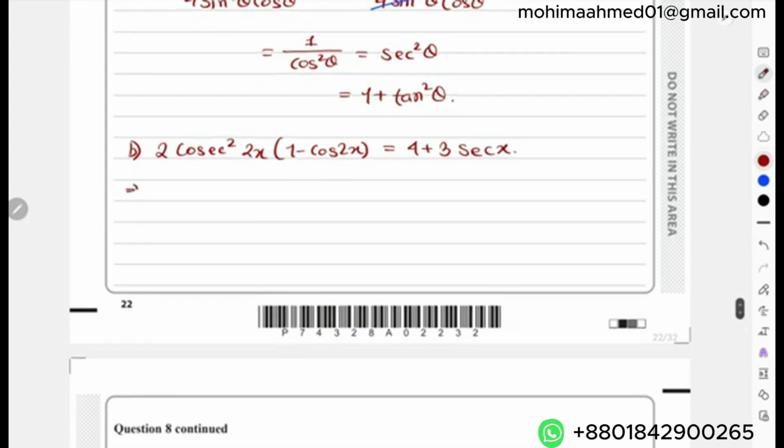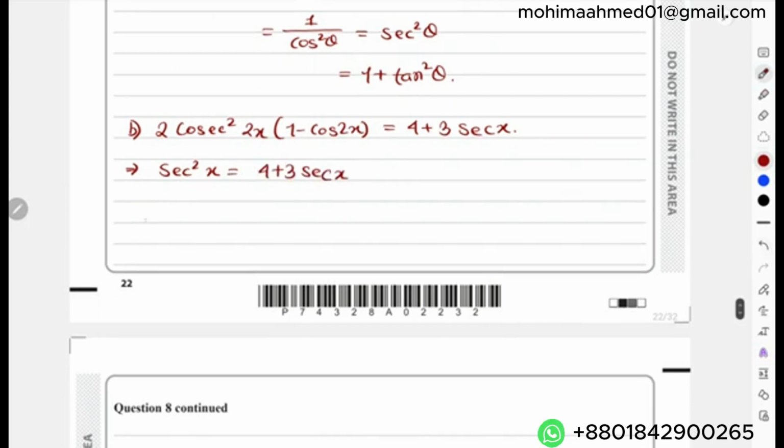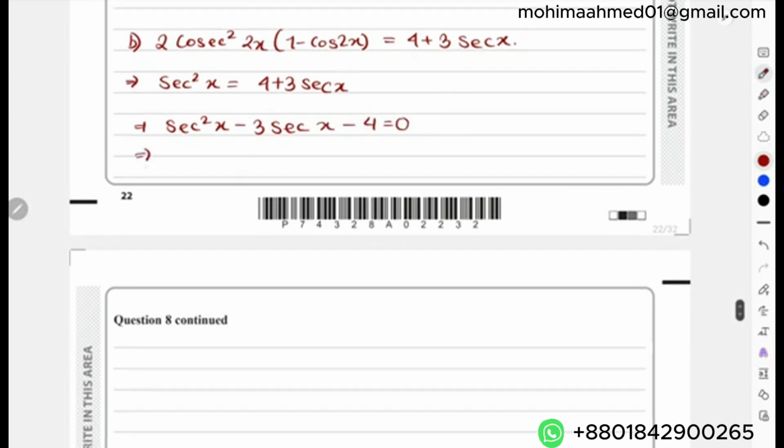And then again, instead of writing cosec squared 2x, we can certainly write sec squared x. So we can write sec squared x equals 4 plus 3 sec x. Then you can just rearrange it and it will look like sec squared x minus 3 sec x minus 4 equals 0. If you just let sec x be y over here, the equation will be y squared minus 3y minus 4 equals 0.